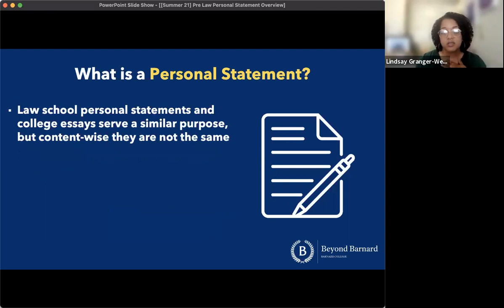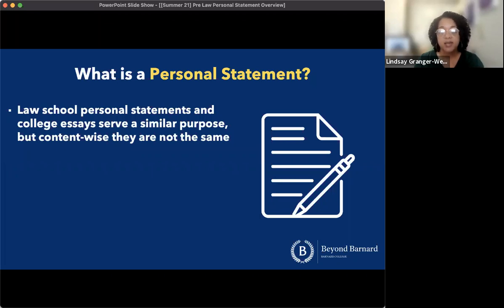So we get a question, I think we hear a lot, asking us to tell the difference between a law school personal statement and a college essay, which is typically the other application essay that you are familiar with. And they serve a similar purpose in the sense that they're used for admissions. They're used to get you in, they're used to help the admissions readers understand more about you.